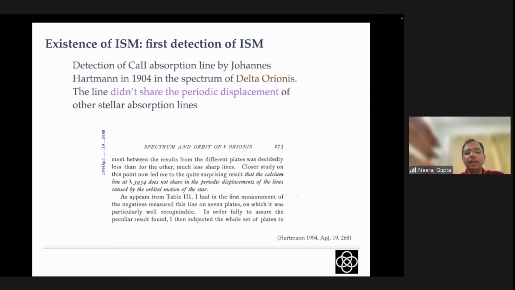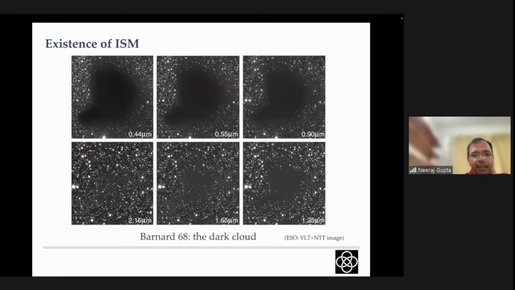So this is how, in very early days, more than 120 years ago, it was realized that there is interstellar medium present in the galaxy. And then, of course, it's not just the presence of something, but we can also infer the presence of interstellar medium from the absence of light.